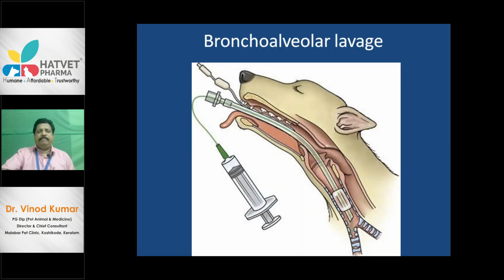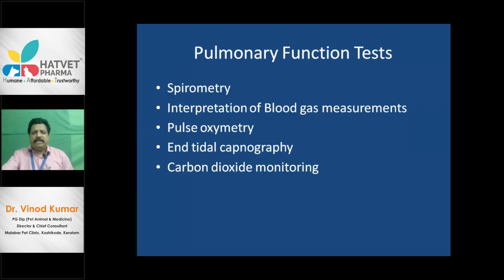We have to differentiate. This is a picture of bronchoalveolar lavage. You can see the endotracheal tube. It is an anesthetized dog with a cuffed endotracheal tube inside. It is fixed here, and we are introducing the catheter through this. We are pushing some saline inside. Immediately after that, we are aspirating it so that we will get the lavage, which contains the cells of the tracheal carina.